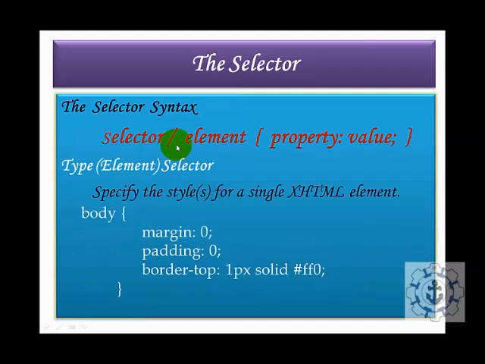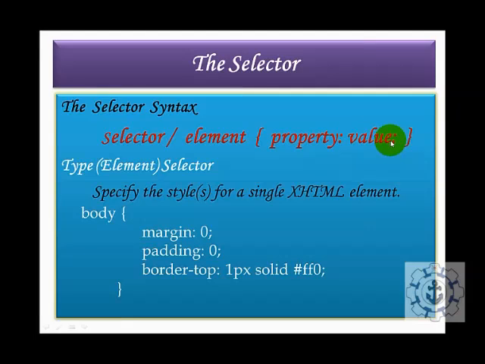Now we'll see them one by one. The selector syntax. You can use a selector or element, followed by the opening curly brace, then property, colon, value, semicolon, then the closing curly brace. So this is the syntax for defining a selector. Once again, selector or element, followed by the opening curly brace, then comes your property, colon, and you give the corresponding value.